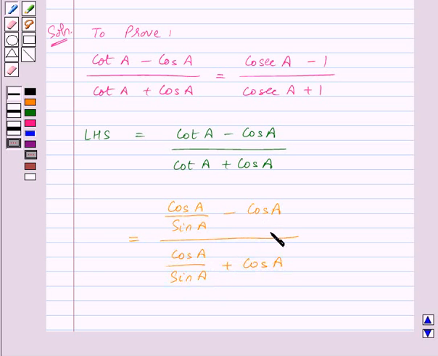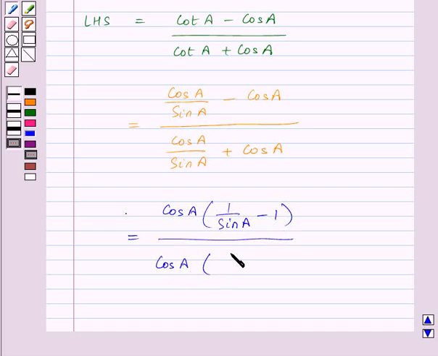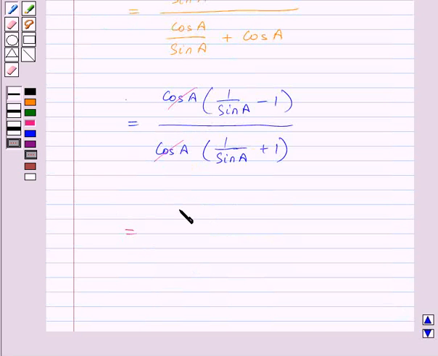Now, in numerator and denominator both, let us take cos A common. So this will be equal to cos A into (1 upon sin A minus 1) upon cos A into (1 upon sin A plus 1). Now here, cos A will get cancelled in the numerator and denominator. And thus, we are left with (1 upon sin A minus 1) upon (1 upon sin A plus 1).